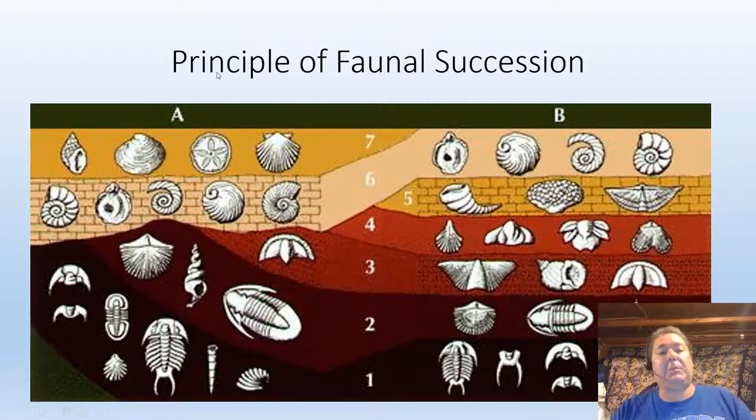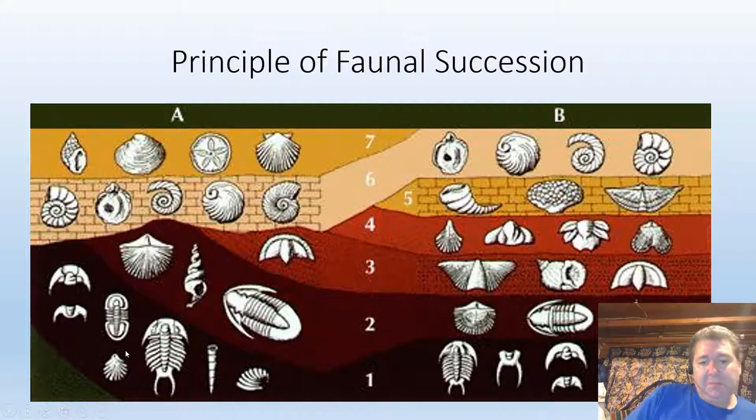Here's an example of faunal succession. This is, say, site A, and this is site B, and in between them, we don't know what's going on. But we can infer based on the fossils. If we find these fossils, this is one layer, next layer, next layer, next layer, next layer, next layer. If we look at the other site, we see a similar sequence. So we find those oldest fossils.